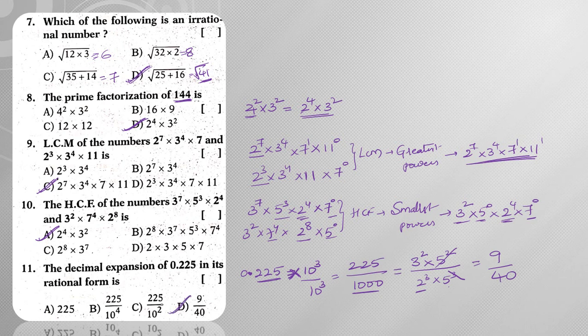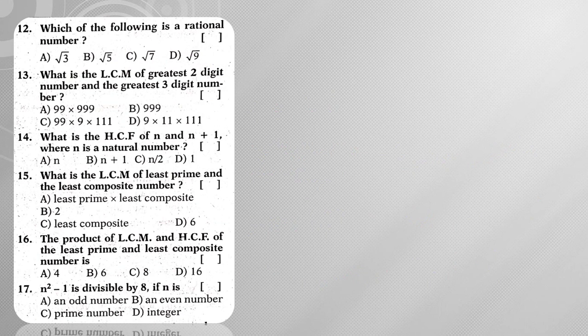Right, next moving on to question number 12. So which among the following is a rational number? Root 3 is irrational, already we know. Root 5, root 7, because all these are prime numbers. So a prime number under square root will be an irrational number. So root 9 is nothing but 3. Hence it is a rational number.